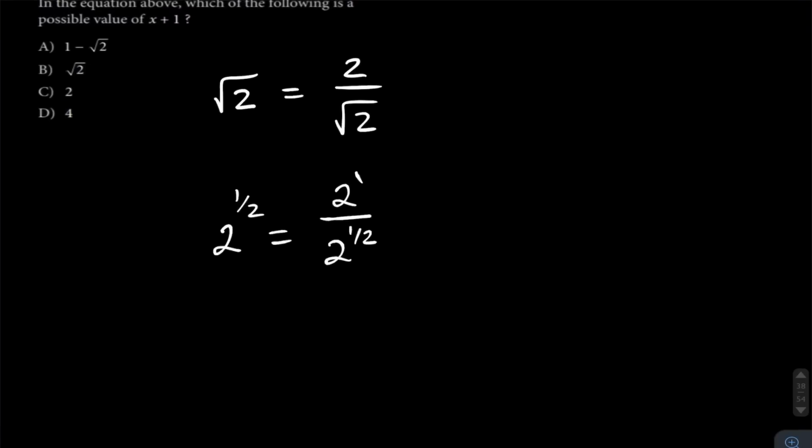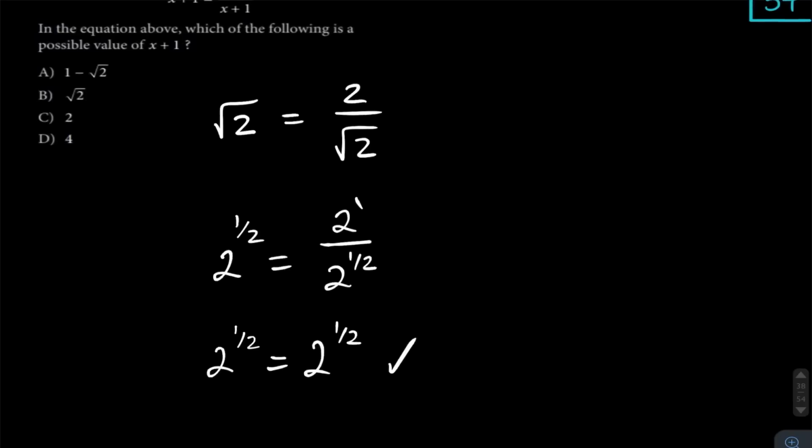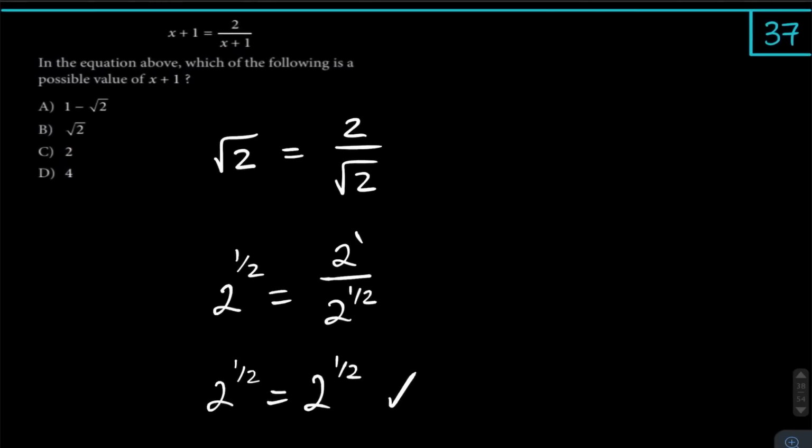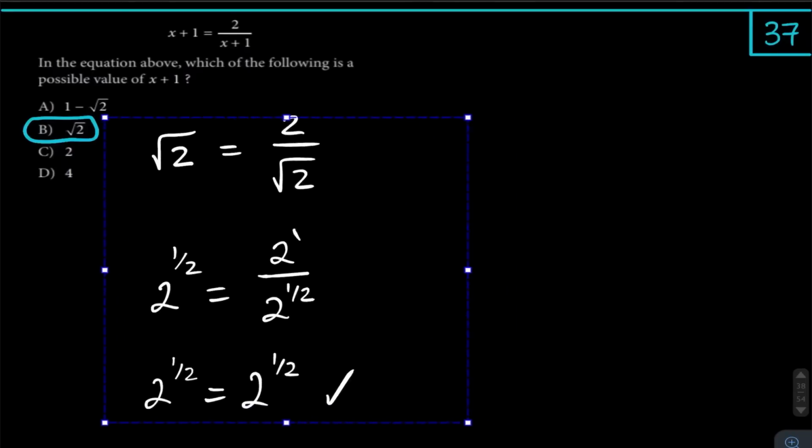These have the same base here, so we can just subtract the exponents, and 1 minus 1/2 is 1/2. And so we get that both sides are equal to each other. So the answer here is going to be choice B, because rad 2 could be a possible value of x plus 1. It worked.